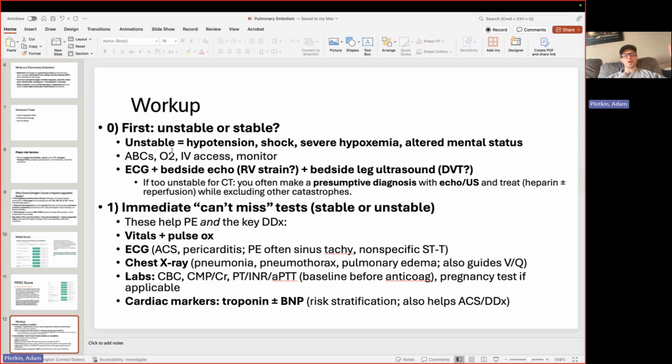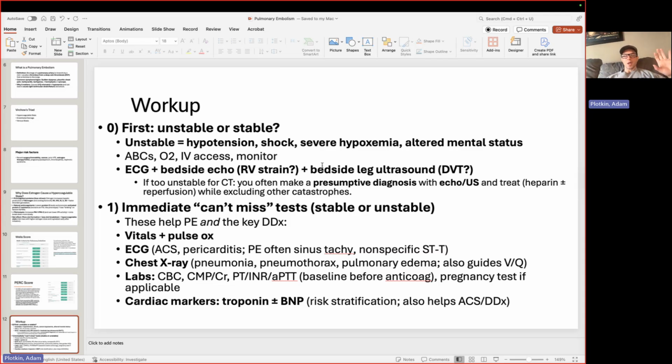So things we would do first, you get your airway, breathing, circulation, right? You look at their O2, we make sure we get IV access. We can do an EKG and a bedside echo to look for right ventricular strain, right? We can look for right atrial dilation, right ventricular dilation, all things that point me towards, okay, this is a massive PE, which again, I'll define in a second. So let's say they're stable, we can move on, right?